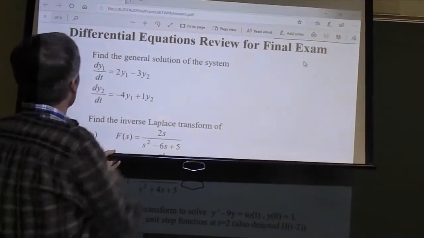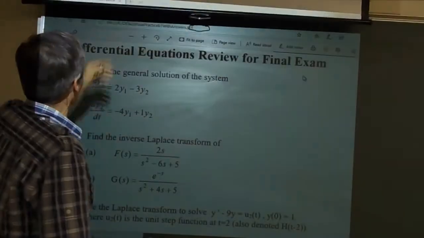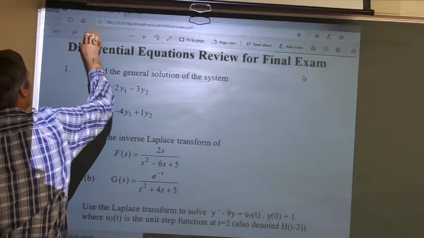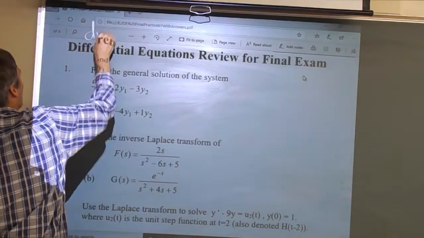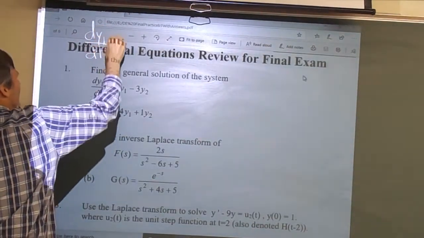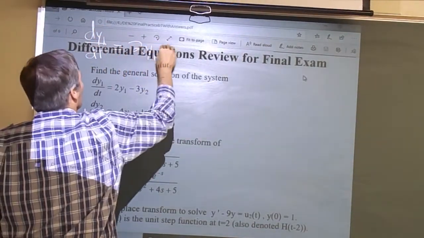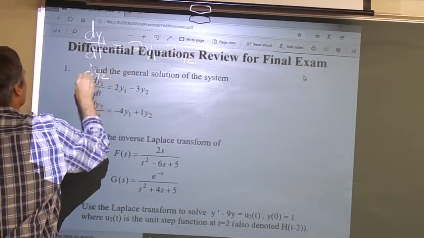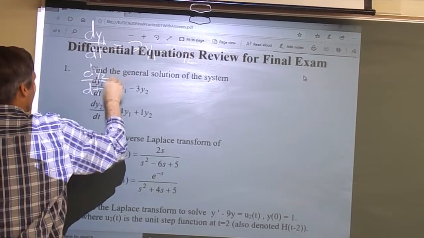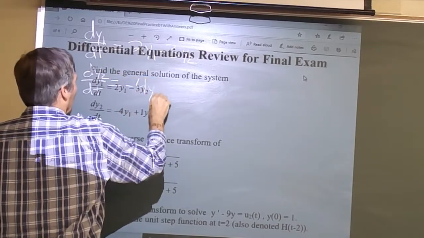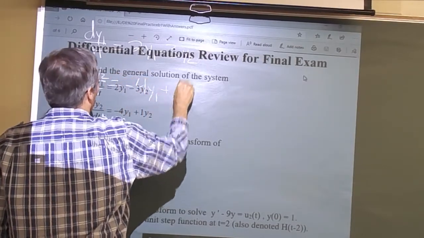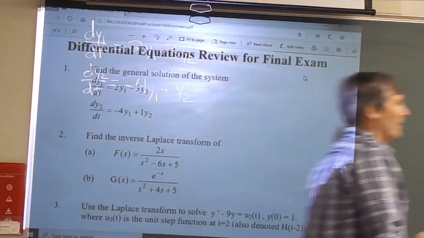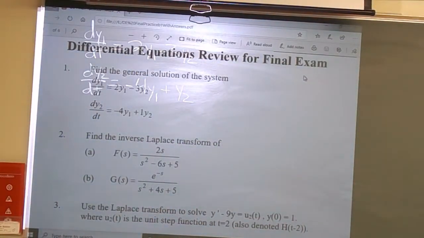So suppose we have this one. Copy it over here, you can see it. Suppose I have dy1/dt equals 2y1 minus 3y2, and dy2/dt equals minus 4y1 plus y2. Suppose I want a solution to this system.